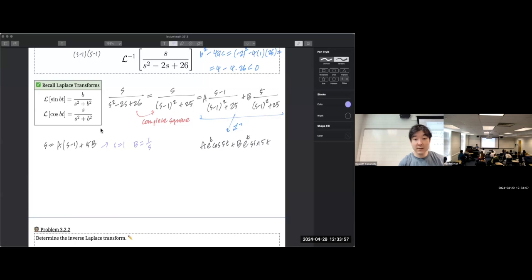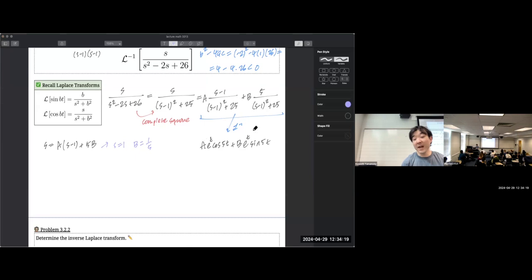Because if you did s, 1 over s. Wait, did I do this right? s is equal to 1. Yeah, it'll be 1 over 5, because s is going to equal 1, and then you're just going to divide by 5.